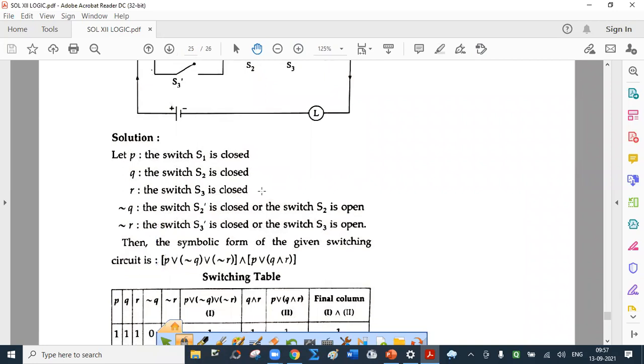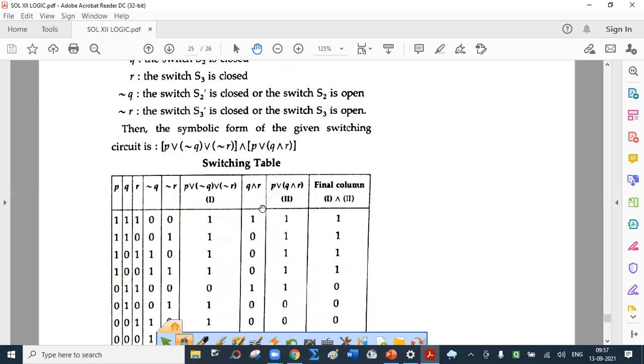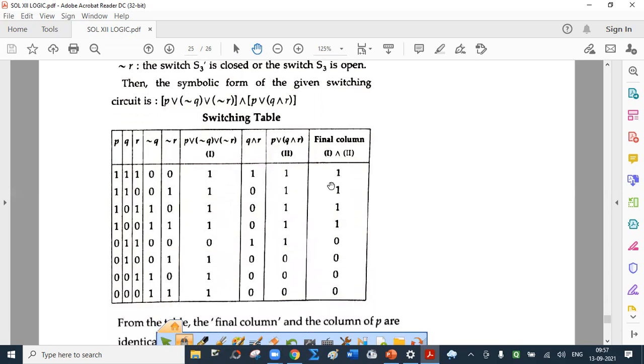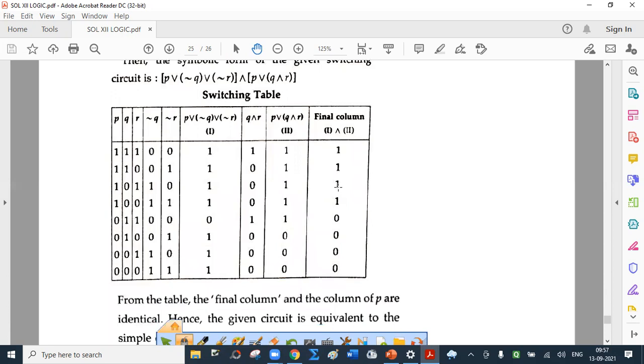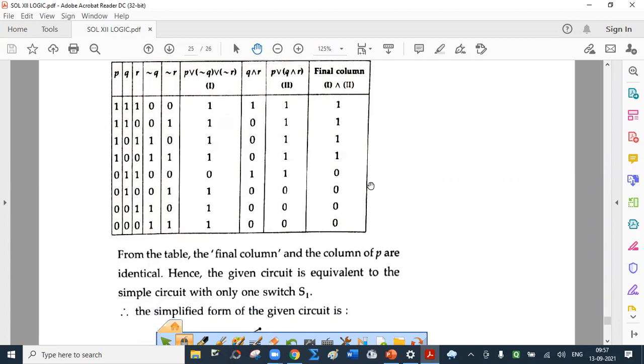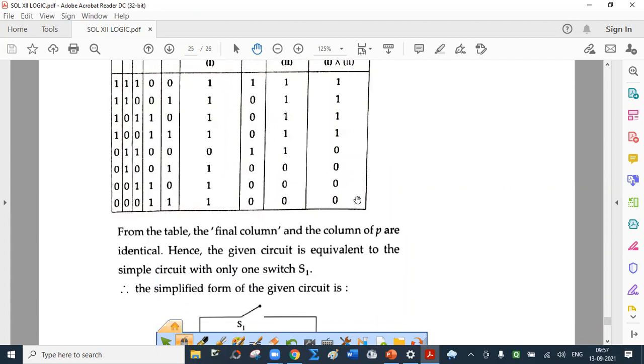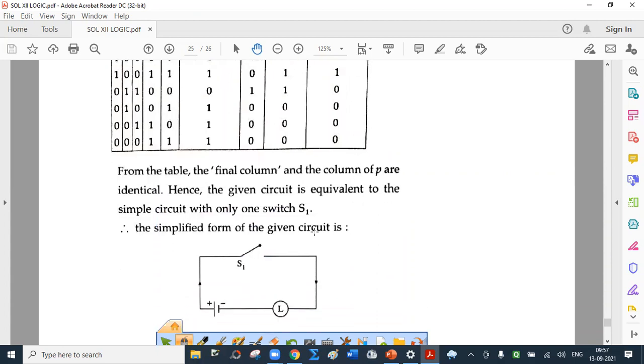What is the symbolic form? P or (not Q or not R), and P or (Q and R). So this is the switching table. I hope you can construct this table. Now observe the entries in the last column. From the table, the final column and the column of P are identical. See, first column: 4 times 1 followed by 4 times 0. Same here. Hence, the given circuit is equivalent to the simple circuit with only one switch S1. So the simplified form of the given circuit is this.